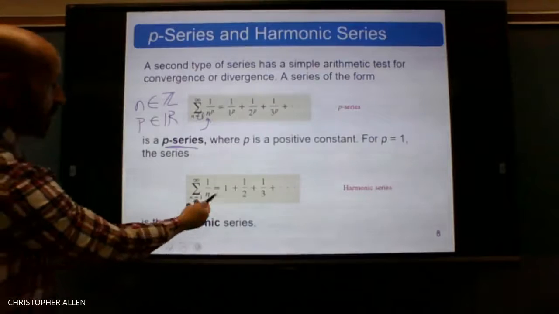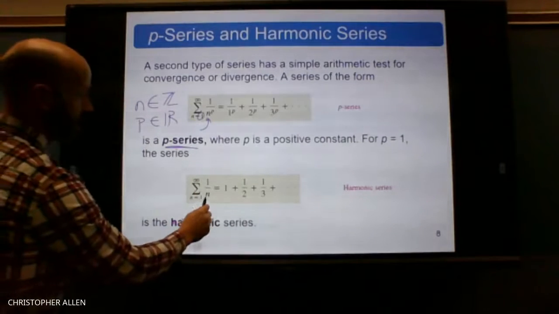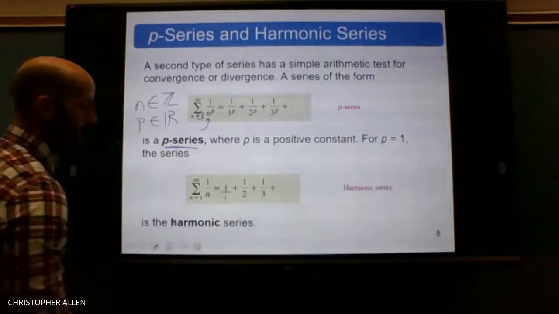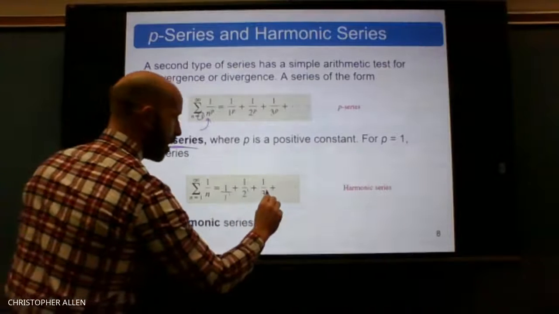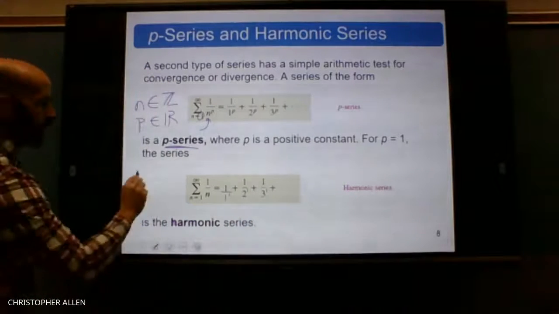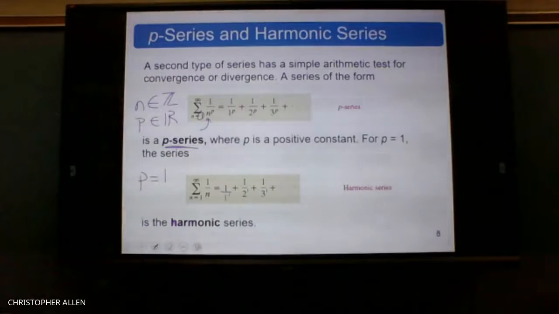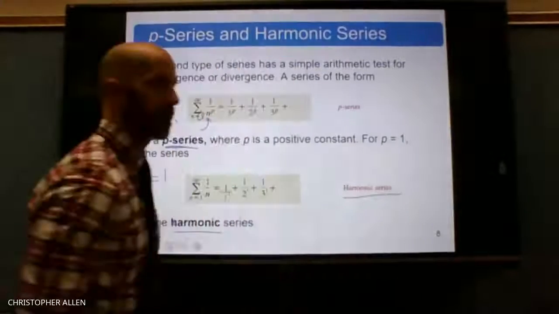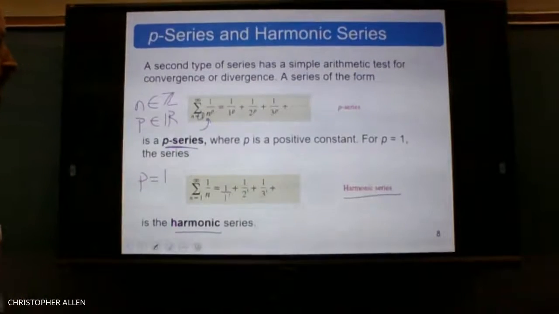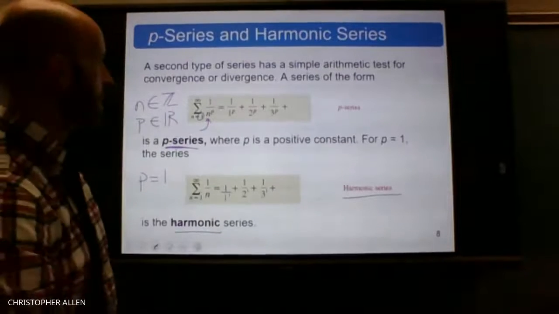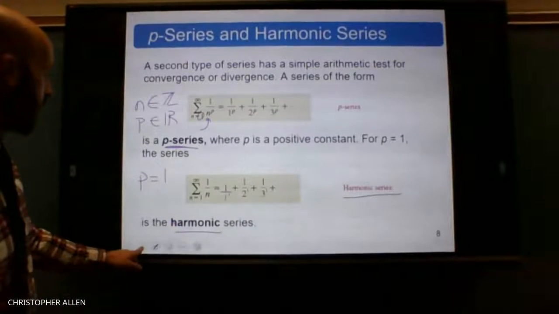So for example, if we look down here, in this particular P series, we've got 1 over 1, then 1 over 2 to the first, if you will, and then 1 over 3 to the first. So in this particular case, P is 1. By the way, we call this one the harmonic series. It's probably the most famous of the series. I find it very, very interesting. I think I've mentioned it before. Anyways, we'll talk more about it in a second. So let's look at another example of a P series.